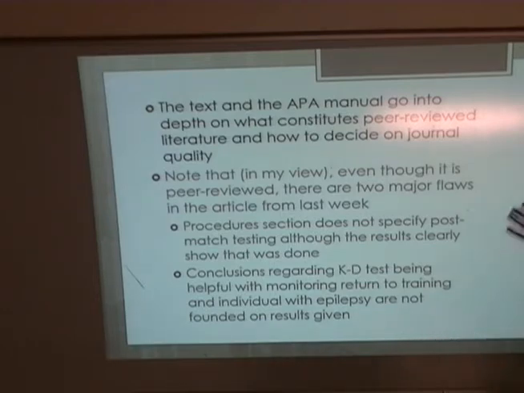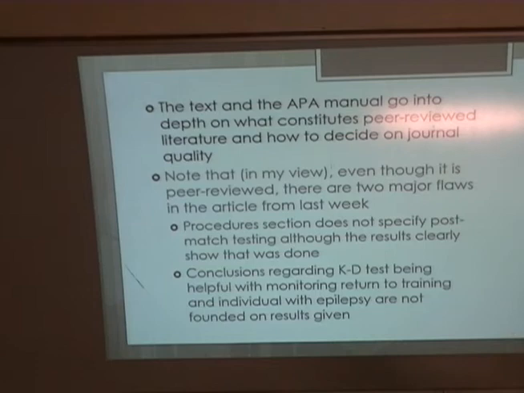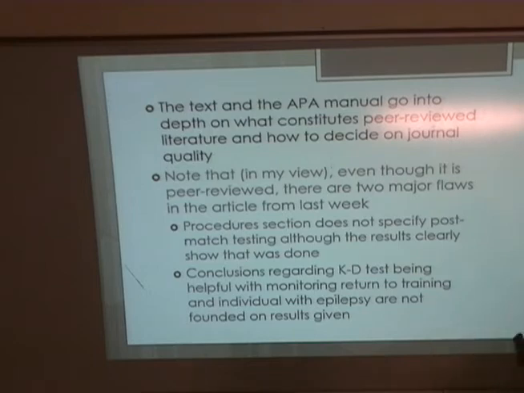And every semester I forget to go in and take that information down. Okay, so the textbook and the APA manual both go into a lot of detail about what peer-reviewed literature is and how you make the decision whether the journal is good quality or whether it's something that people wouldn't really read, because there are quite a few of those out there. And they're getting more and more.